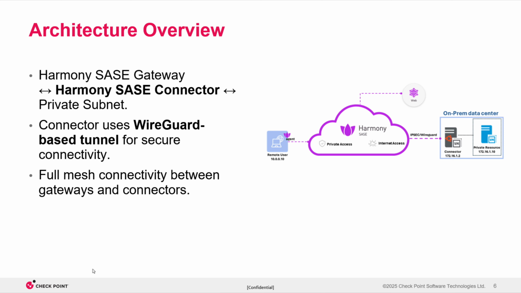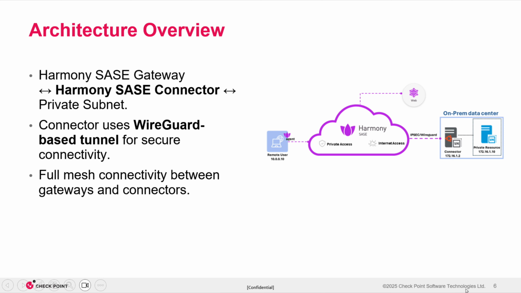The Harmony SASE connector acts as a bridge between your private subnet and the SASE gateway. This full mesh connectivity allows gateways and connectors to interact seamlessly, and provides robust security and high availability for your hybrid network.